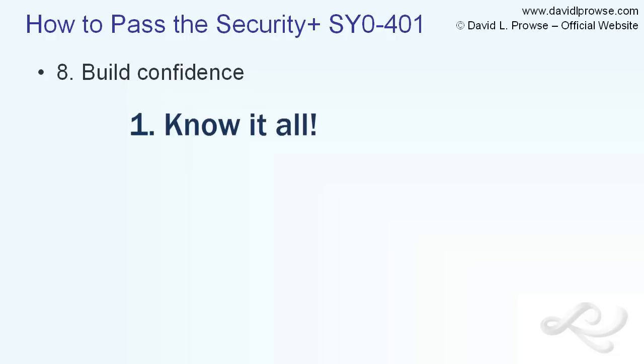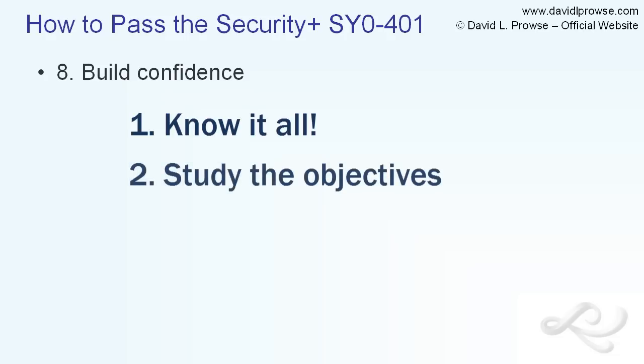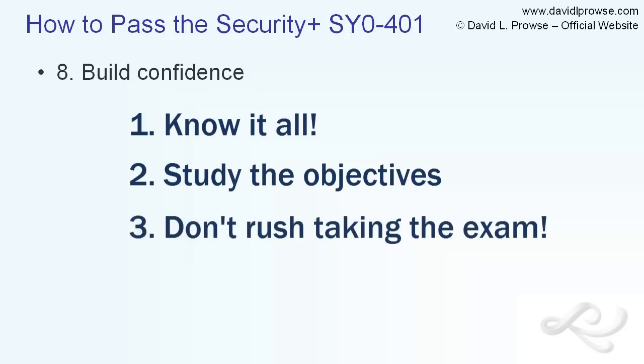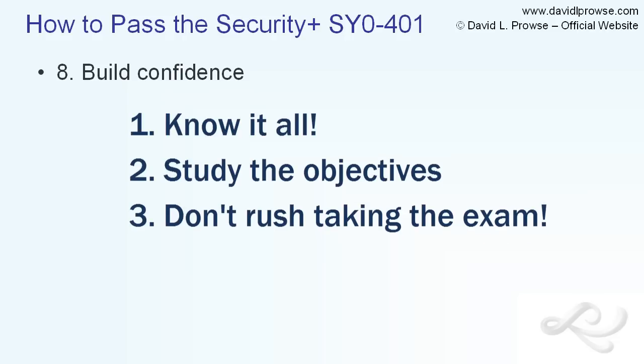So know it all. In addition, study the objectives. Again, if you haven't downloaded them, do it. Check mark each bullet as you're sure that you understand it. Red mark it if you don't get it, and go over them again and again. You'll also find an acronym list at the end of the objectives. Make sure you know those acronyms. Third, don't rush taking the exam. There probably isn't any rush. So don't schedule the exam until you're thoroughly prepared.